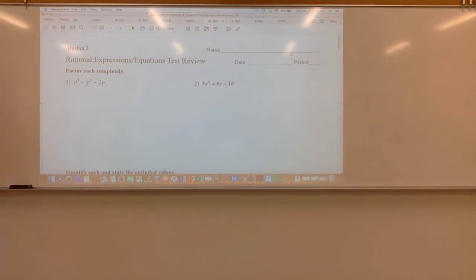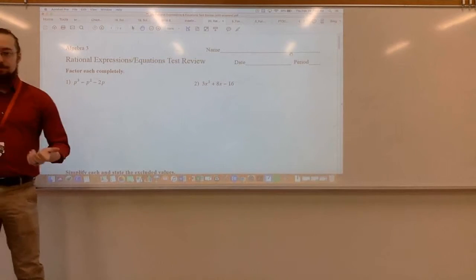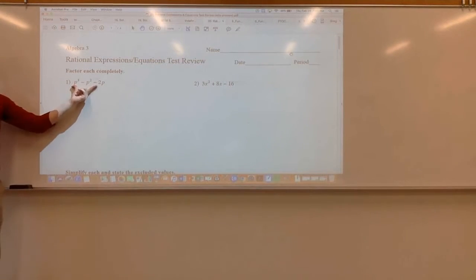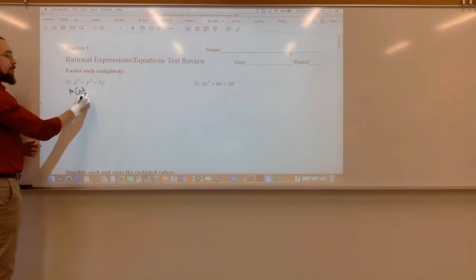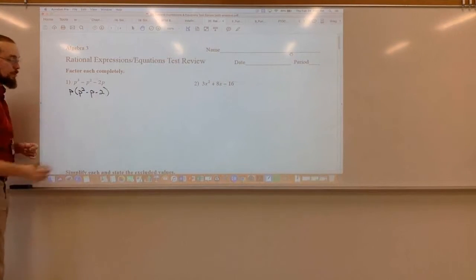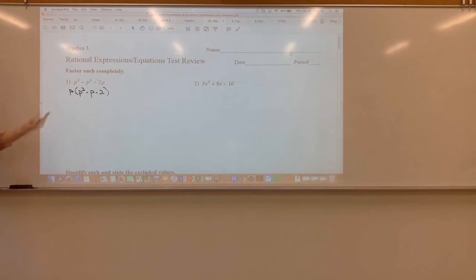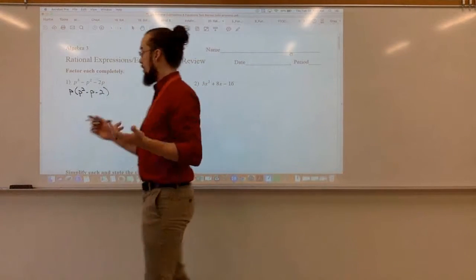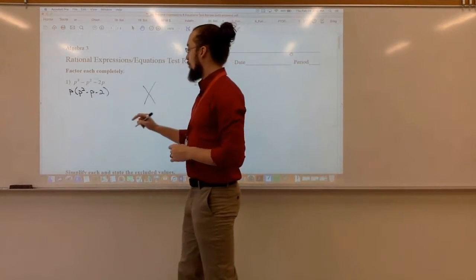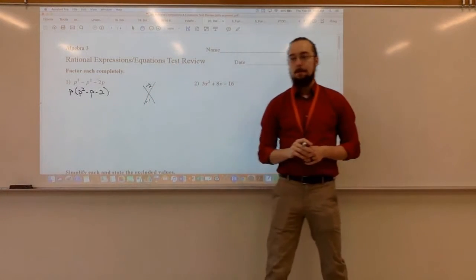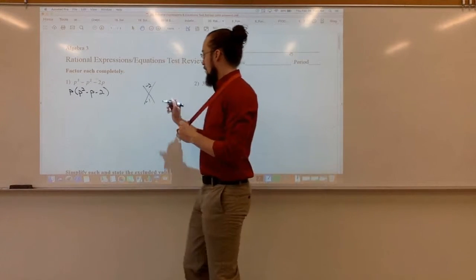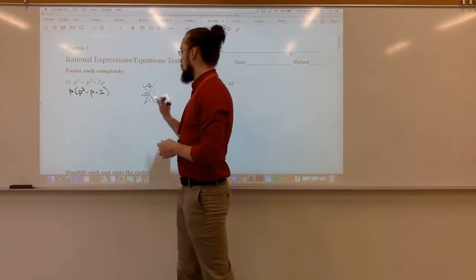Okay, the first two problems were factoring. The first thing we always look for is a GCF. Right? I've got p cubed minus p squared minus 2p. I can take a p out of all of those, and I would be left with p squared minus p minus 2. Then I can x factor this. Right? So I'm looking for two numbers that multiply to negative 2 and add to negative 1. Well, that's going to be negative 2 and positive 1.